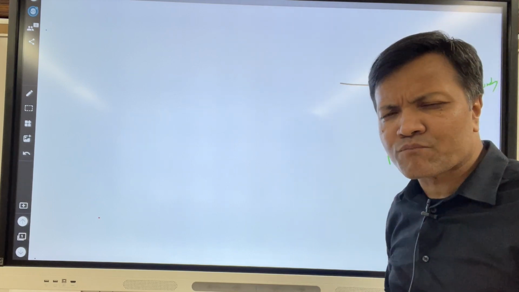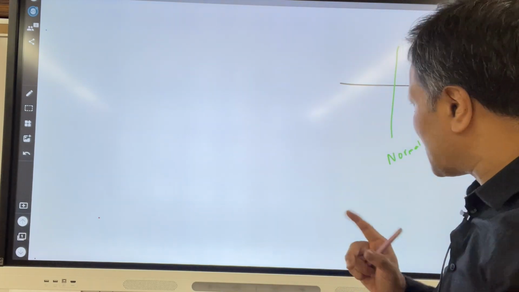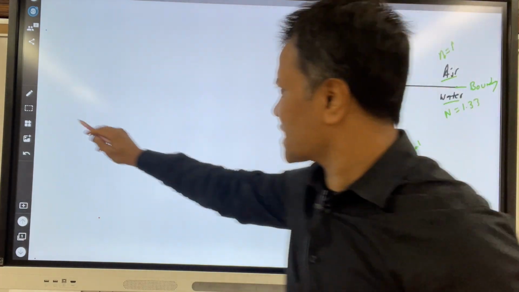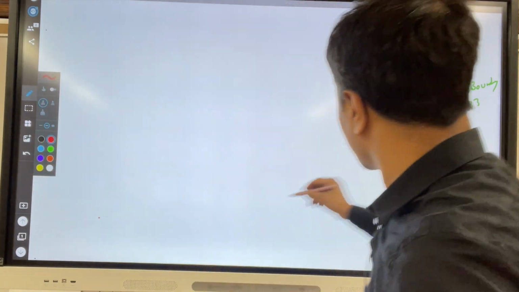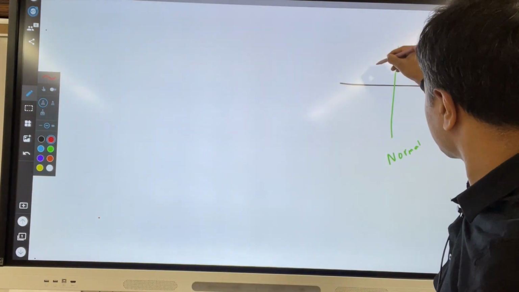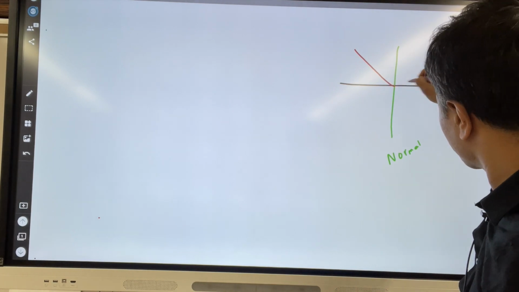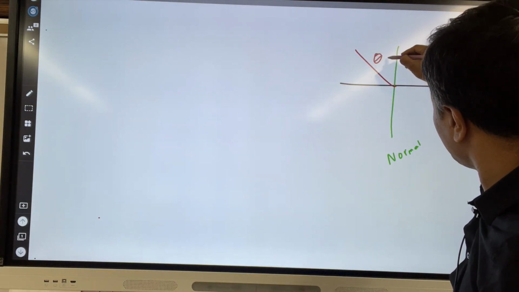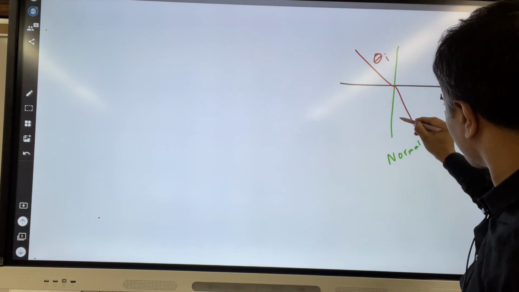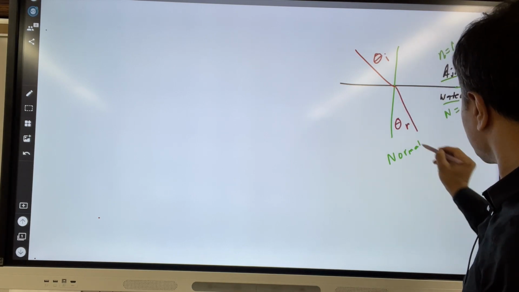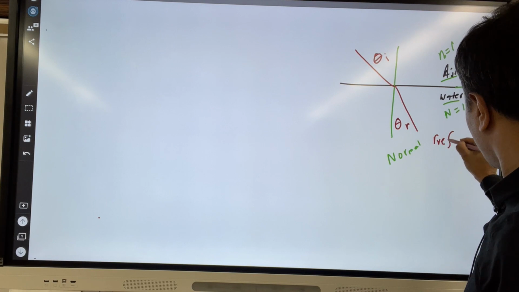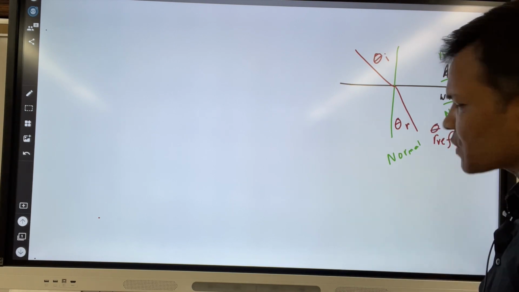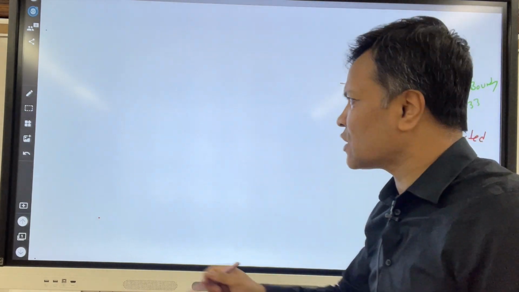And today we're going to do a different thing. We're going to move from air, and we're going to go to the water. So this is air, and we're going to call this the incident angle, and we're going to move to the water and we're going to call it refracted. This is the refracted angle, okay? So here's what we're going to discover.